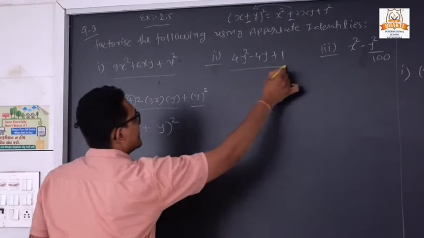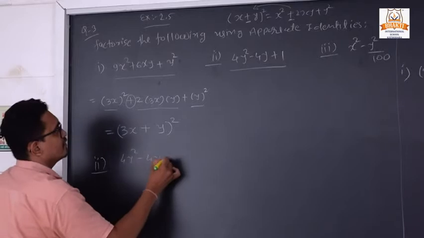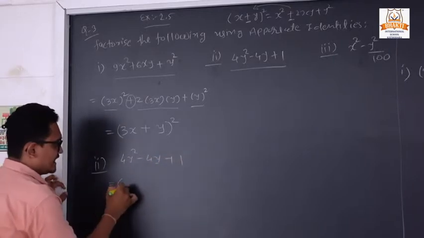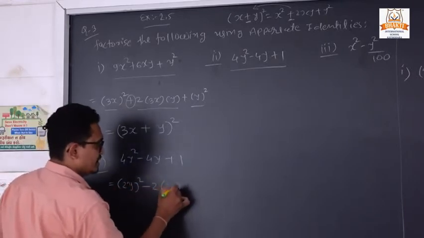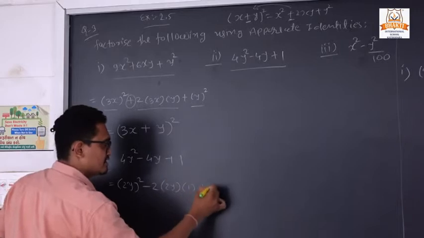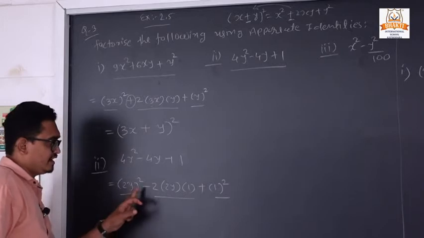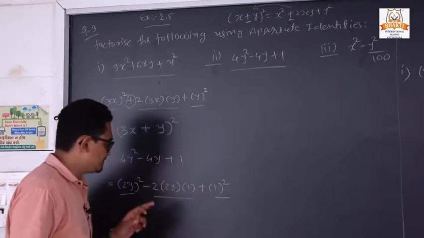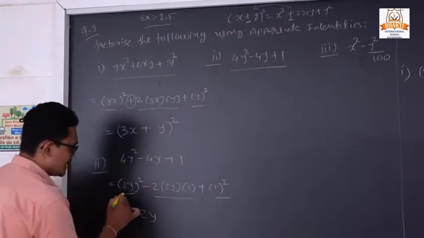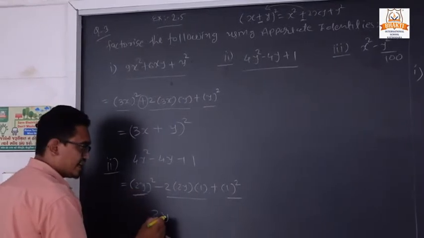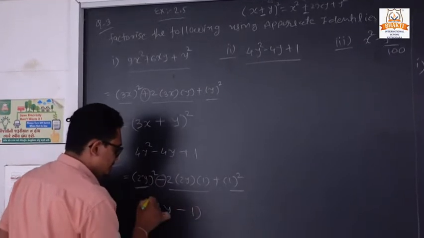Now second, it is the same. See that in the second, 4y square minus 4y plus 1. We can write 2y all square minus 2 into first term into second term plus 1 square, which is always 1. So we can convert that into the form x square minus 2xy plus y square. What is x? It is 2y, because it is x minus y all square. And what is y? 1. And here we have the sign minus. So we can write like that.